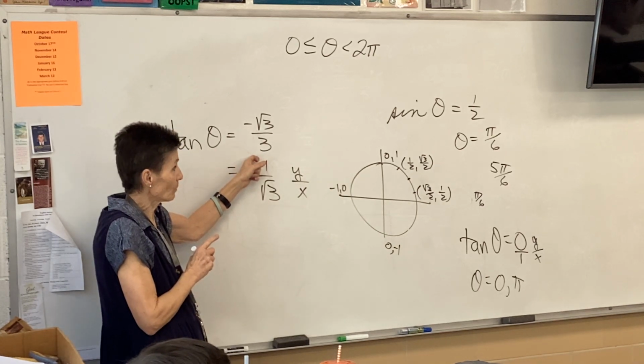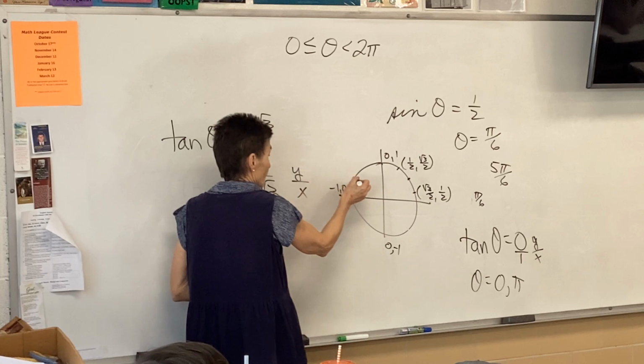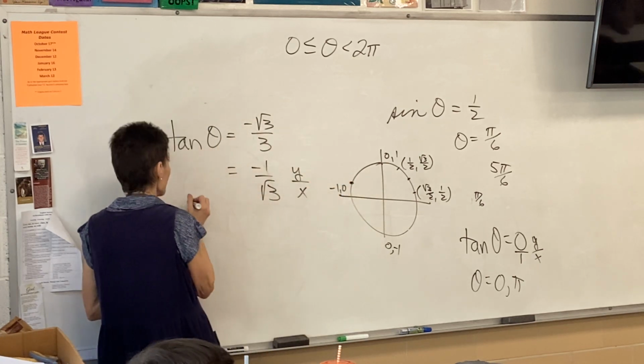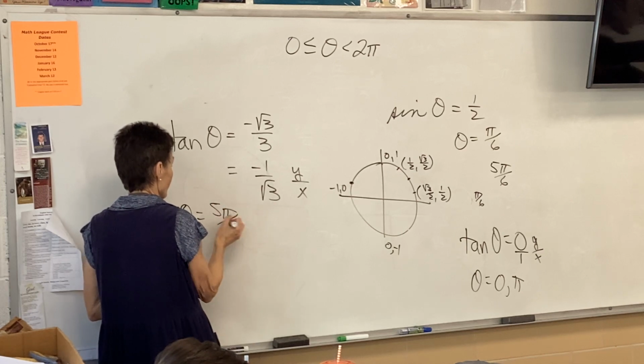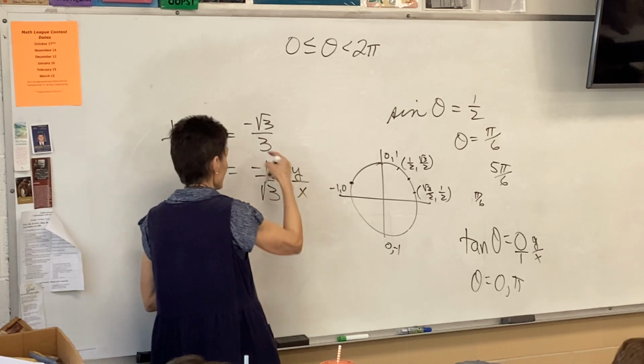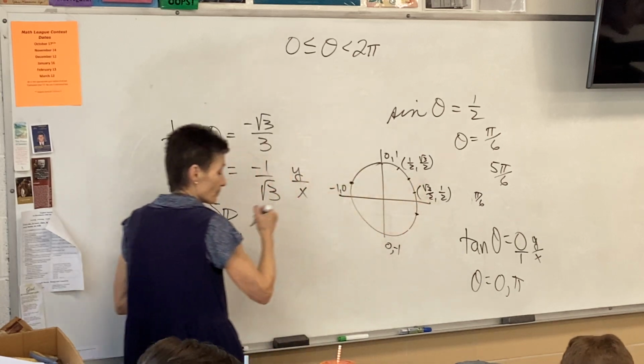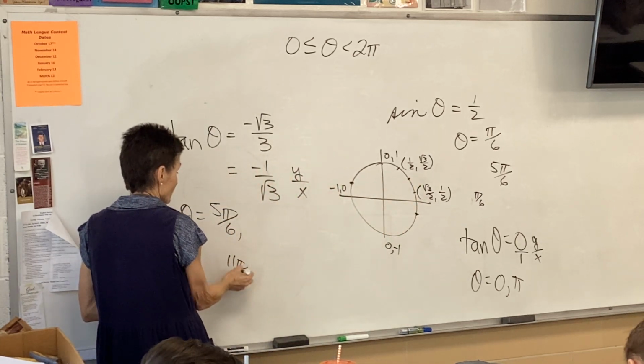so it wouldn't be in quadrant 1. Would this have a negative tangent? Yeah, so try pi over 6. Where else will the tangent be negative? Here? 11 pi over 6.